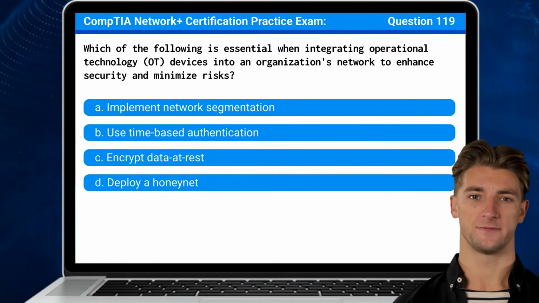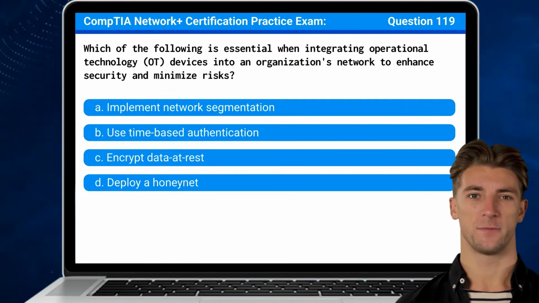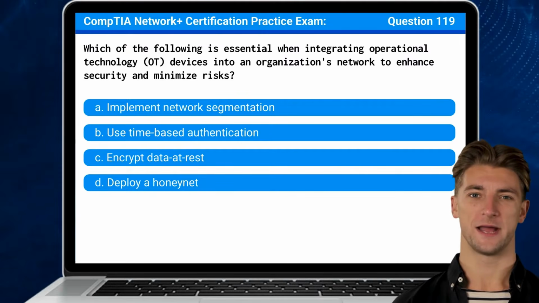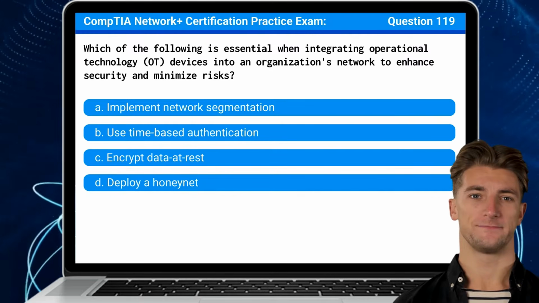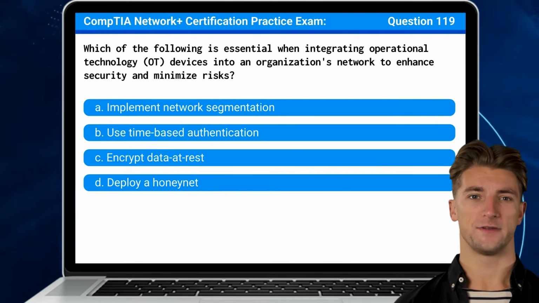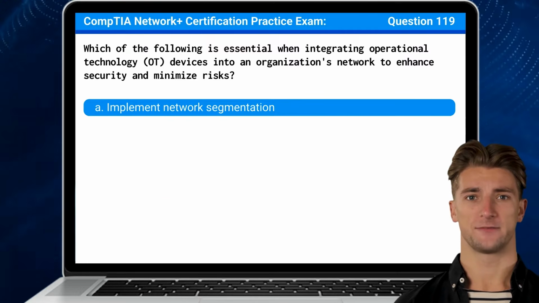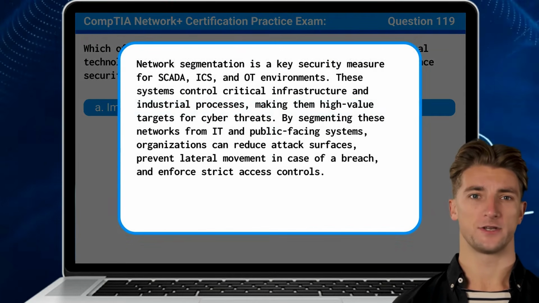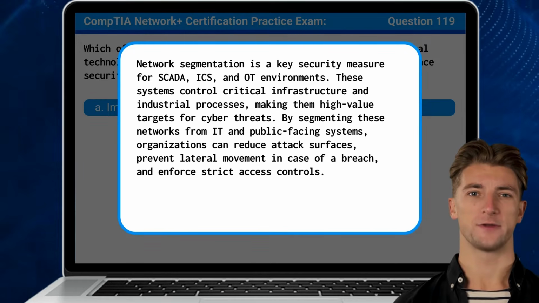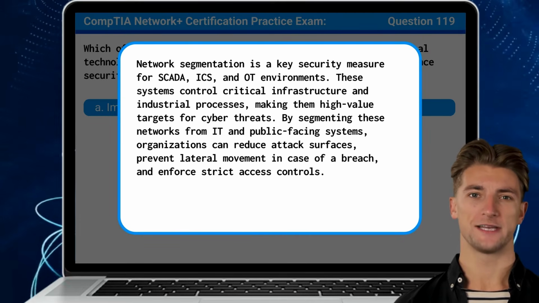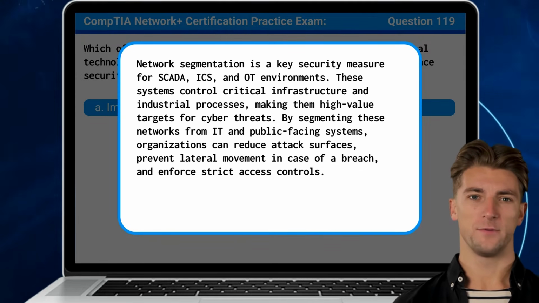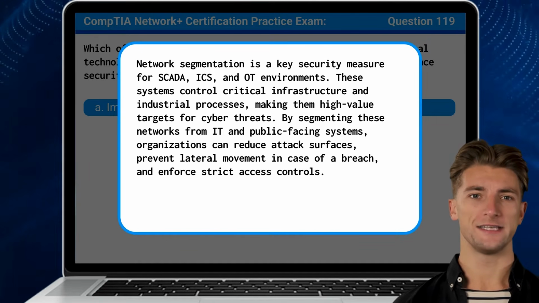Question 119. Which of the following is essential when integrating operational technology devices into an organization's network to enhance security and minimize risks? The answer is A. Implement network segmentation. Network segmentation is a key security measure for SCADA, ICS, and OT environments. These systems control critical infrastructure and industrial processes, making them high-value targets for cyber threats. By segmenting these networks from IT and public-facing systems, organizations can reduce attack surfaces, prevent lateral movement in case of a breach, and enforce strict access controls.